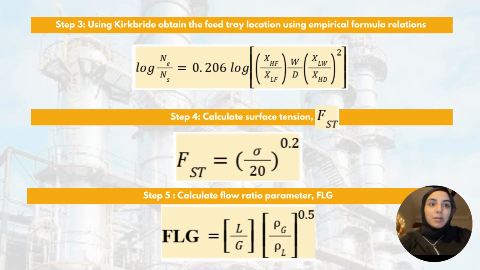The next step is to calculate the surface tension factor based on the surface tension of the liquid, and after that we compute the flow ratio parameter, which tells us about the behavior of two-phase flow inside the column using the ratio of flow rates and densities.